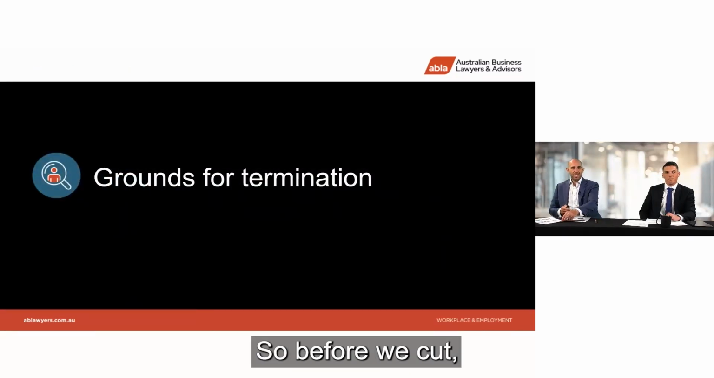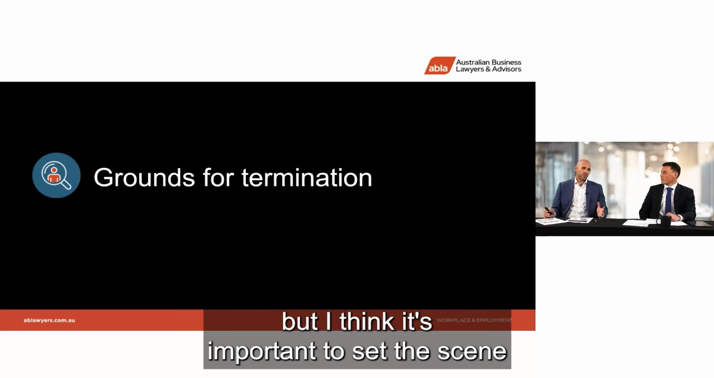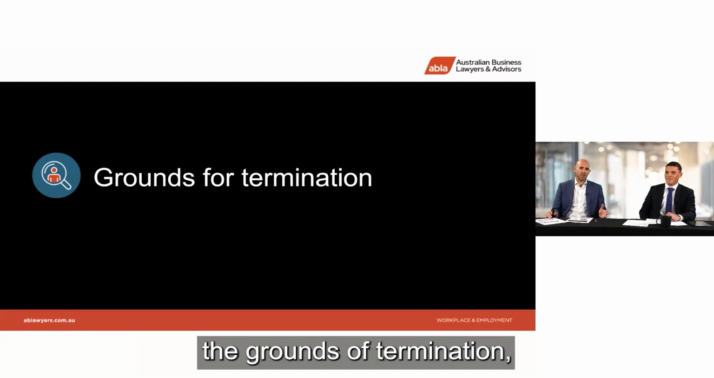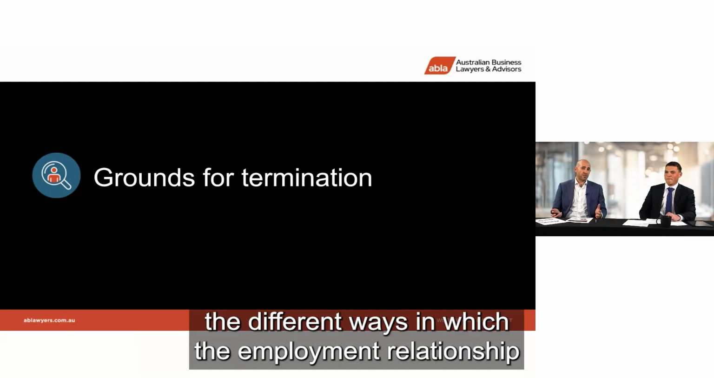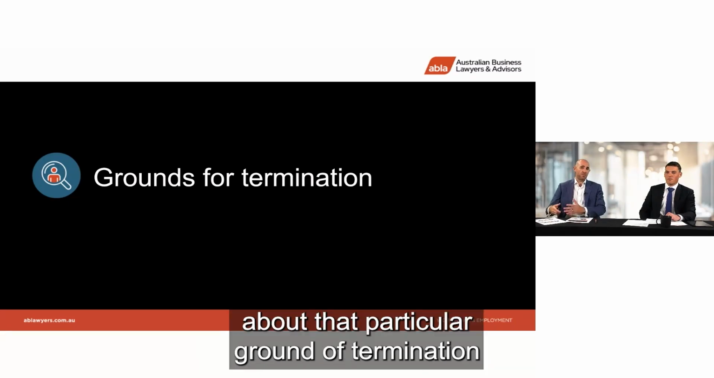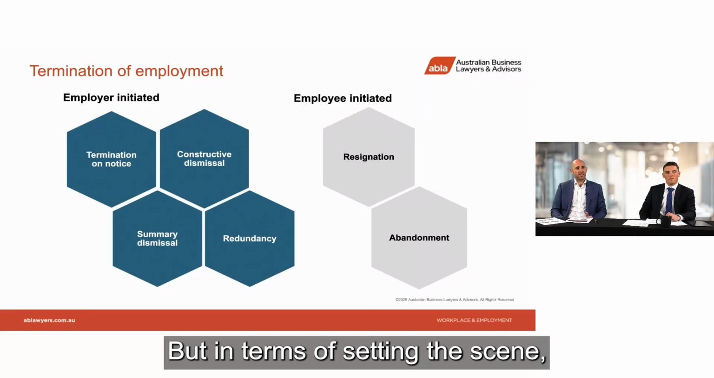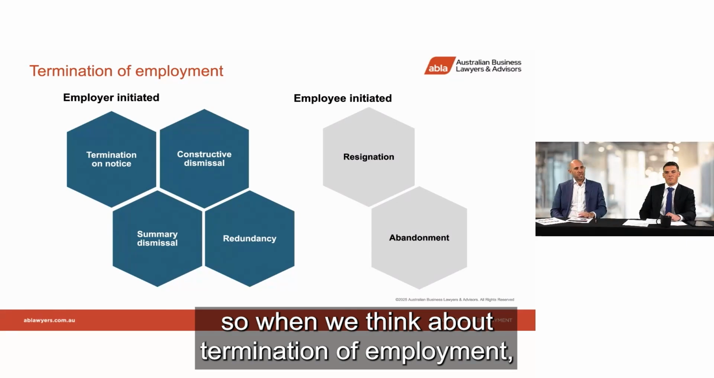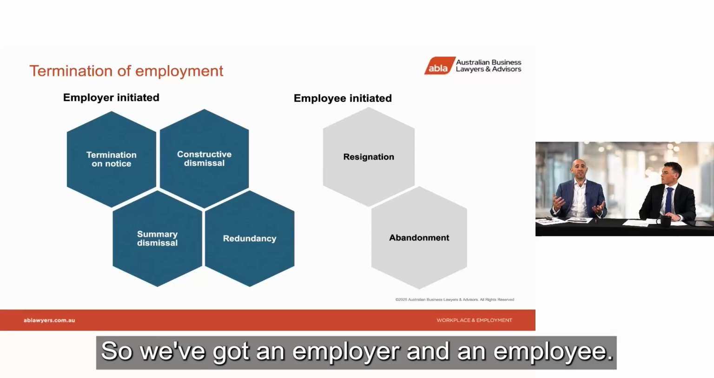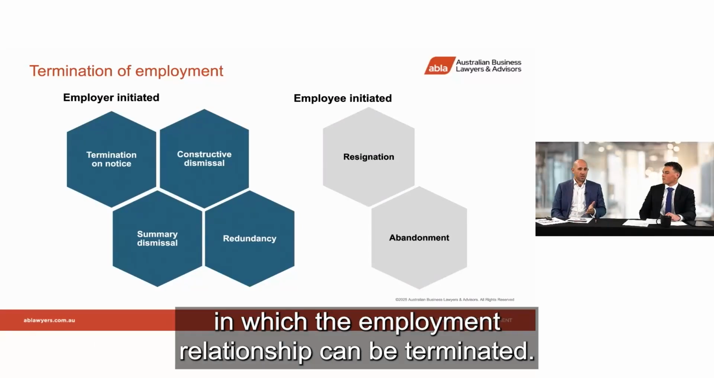Yep. Okay. So before we go, I think the focus of today's session is around redundancy, but it's important to set the scene, and it's nice to start from first principles and work through the grounds of termination, the different ways in which the employment relationship can come to an end. We'll then get to redundancy and talk in a bit more detail about that particular ground or reason for termination. But in terms of setting the scene, when we think about termination of employment, we're talking about an employment relationship at the end of the day. So we've got an employer and an employee. There are different ways in which the employment relationship can be terminated.